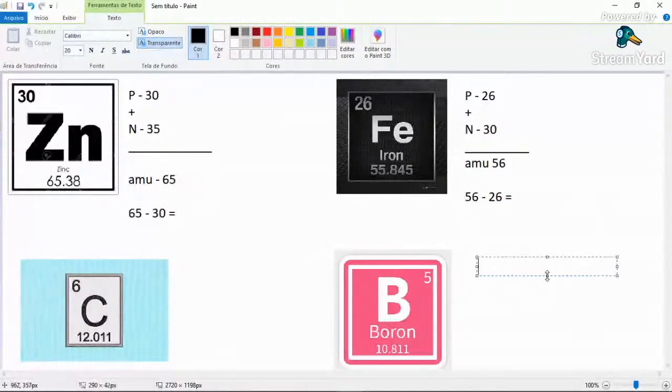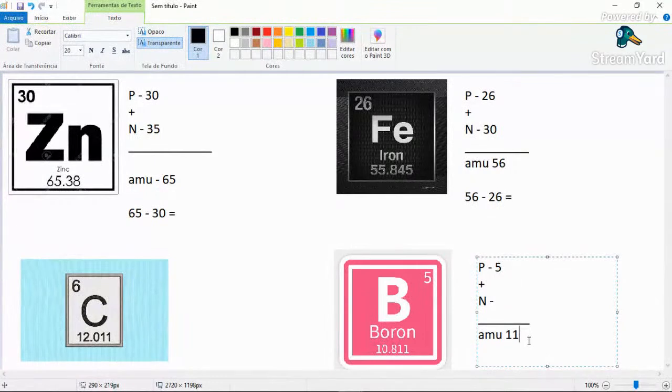So let's leave that there. Let's make another box. Let's look at boron. I have 5 and I have 10.811. So that means that that's my protons, right? It's 5. I don't know my neutrons yet. I'm going to put a little line there. My AMU is 10.811. So do I stay at 10 or do I go to 11? Think about it. I'll give you a few seconds to think about it. And I think I'm going to go up to 11 because of the 8.